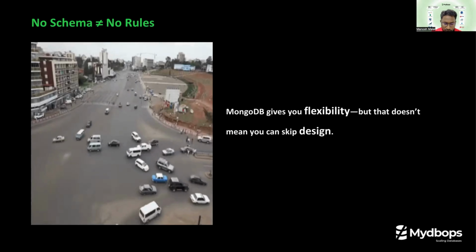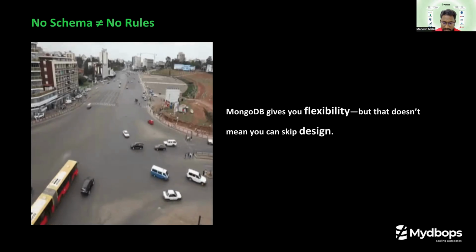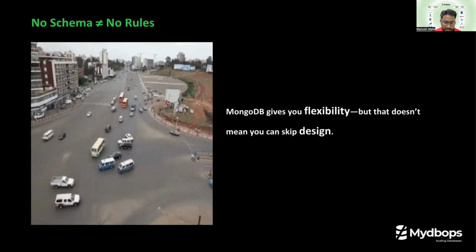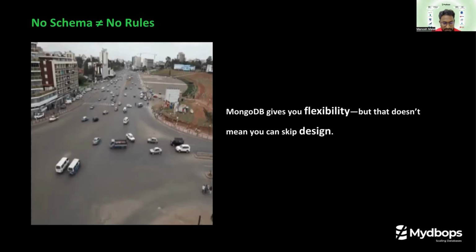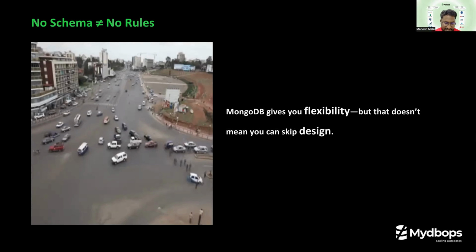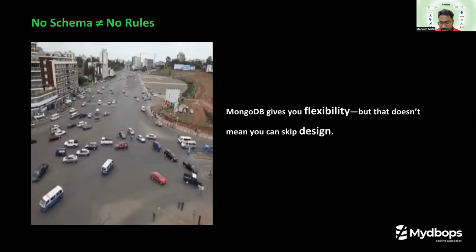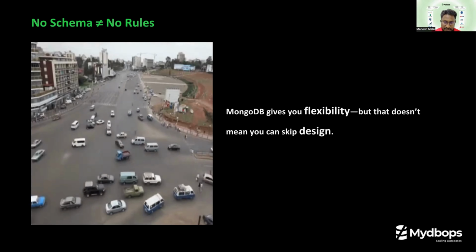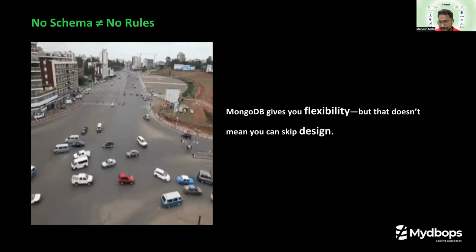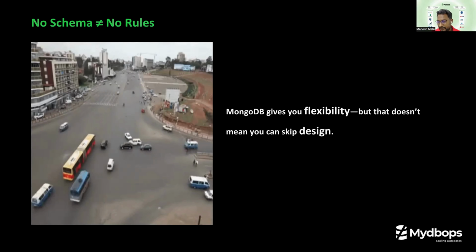MongoDB's biggest strength is that it is schemaless. You don't have to predefine your fields like in a relational database. That is one of the greatest advantages, but it is also the mistake all developers make every day in their initial development phase.